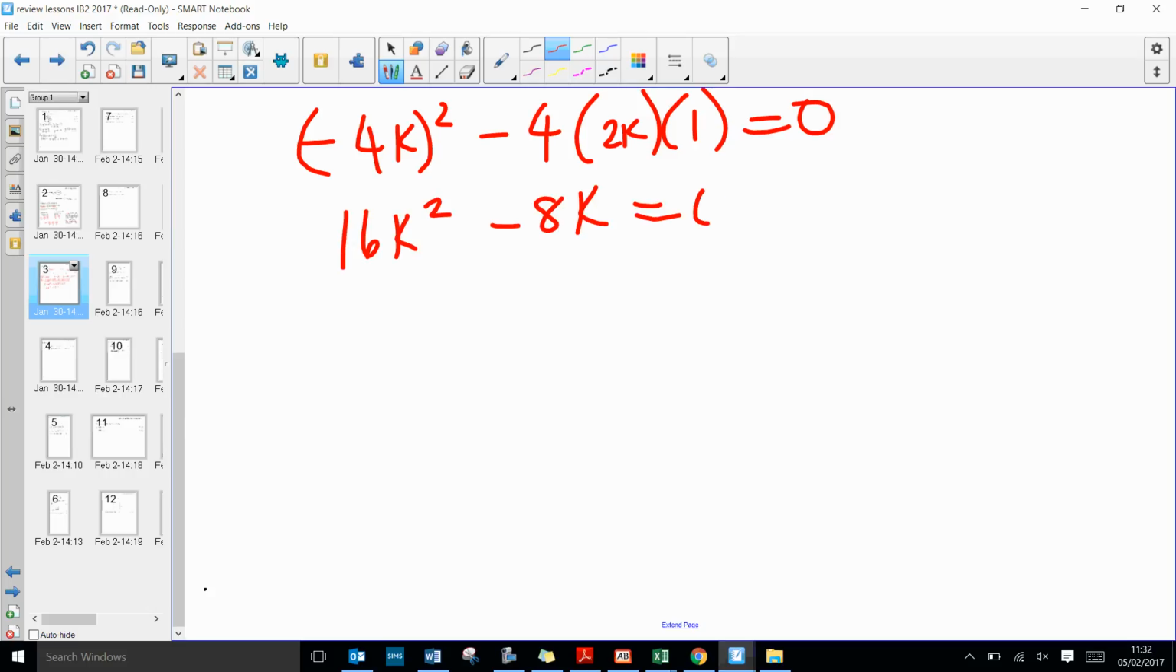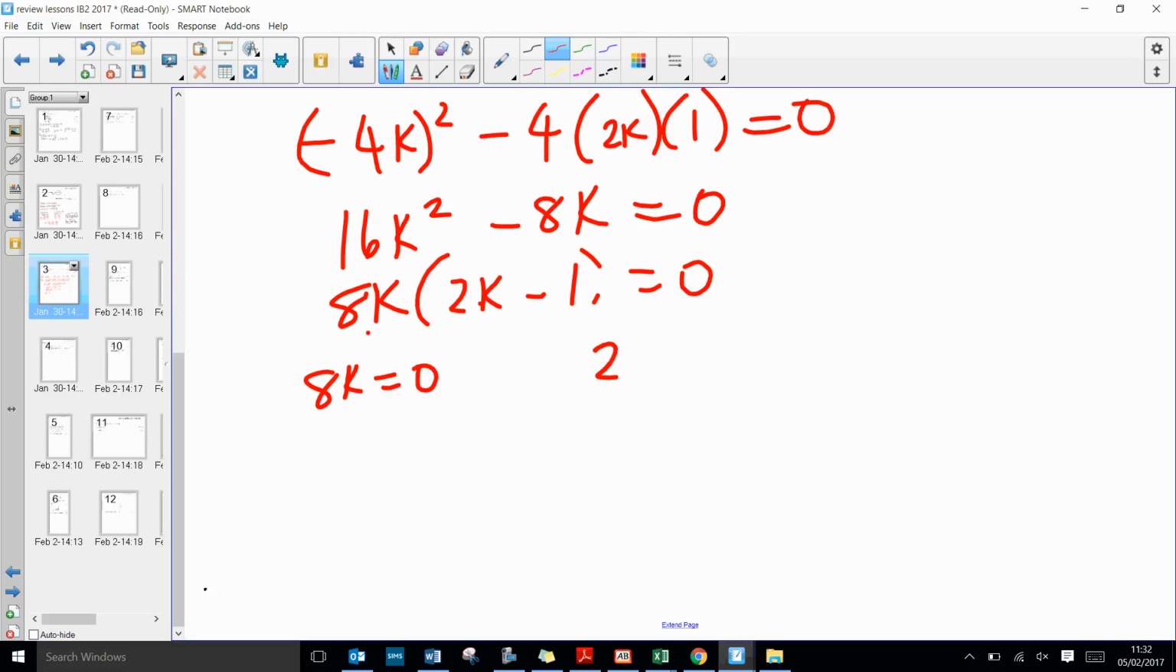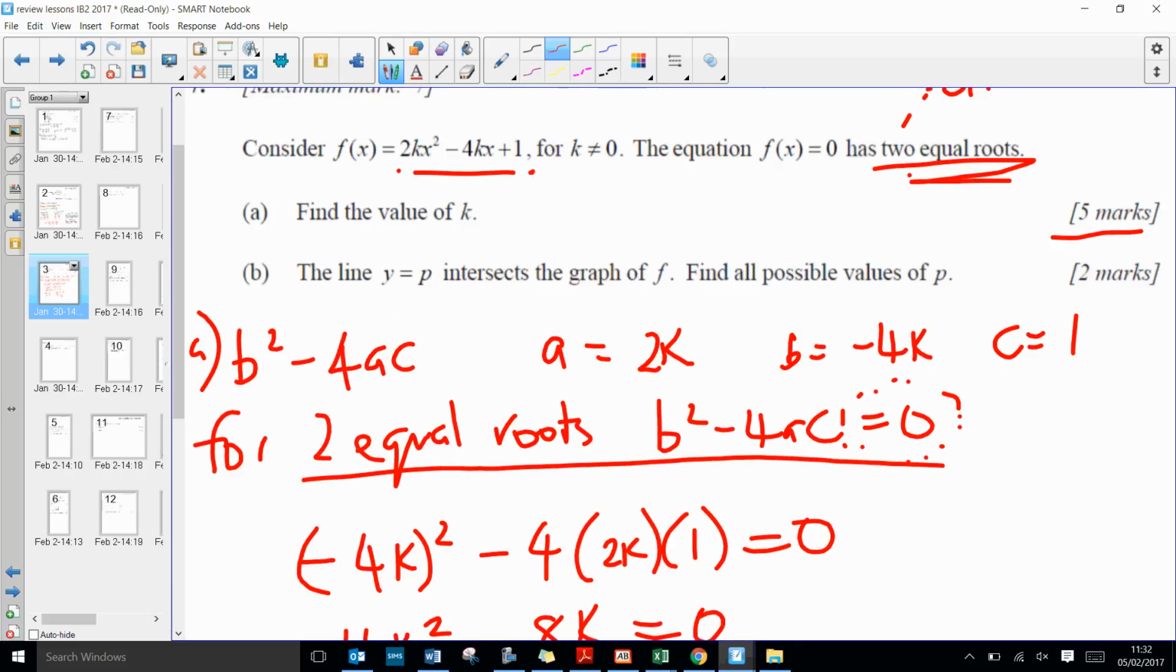It's in the form of a quadratic in terms of k, so I'm going to factorize. It is equal to 0, either 8k equals 0 or 2k minus 1 equals 0. So k equals 0, or 2k equals 1, k equals 1/2. So double check up at the top. It does specifically say that k cannot equal 0, which means that k equals 1/2.